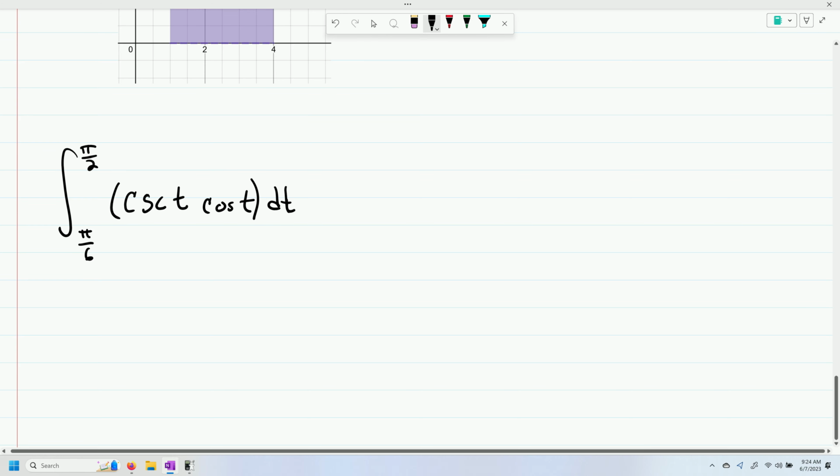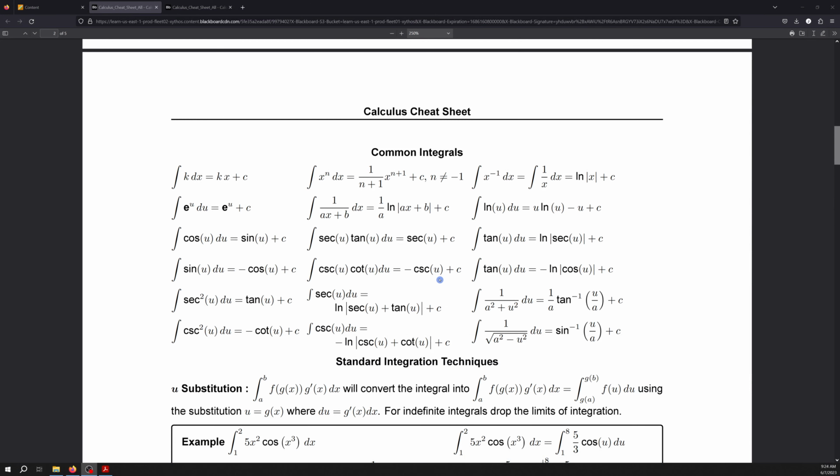The first thing you always want to do is go back and see if it's one of those on our cheat sheet. So let's look at our cheat sheet real quick. So here's our cheat sheet, and as you can see right here in the middle, we have the integral of cosecant u, cotangent u equals negative cosecant u plus c. So right here, we don't have to worry about doing any crazy trigonometric substitutions or anything like that.